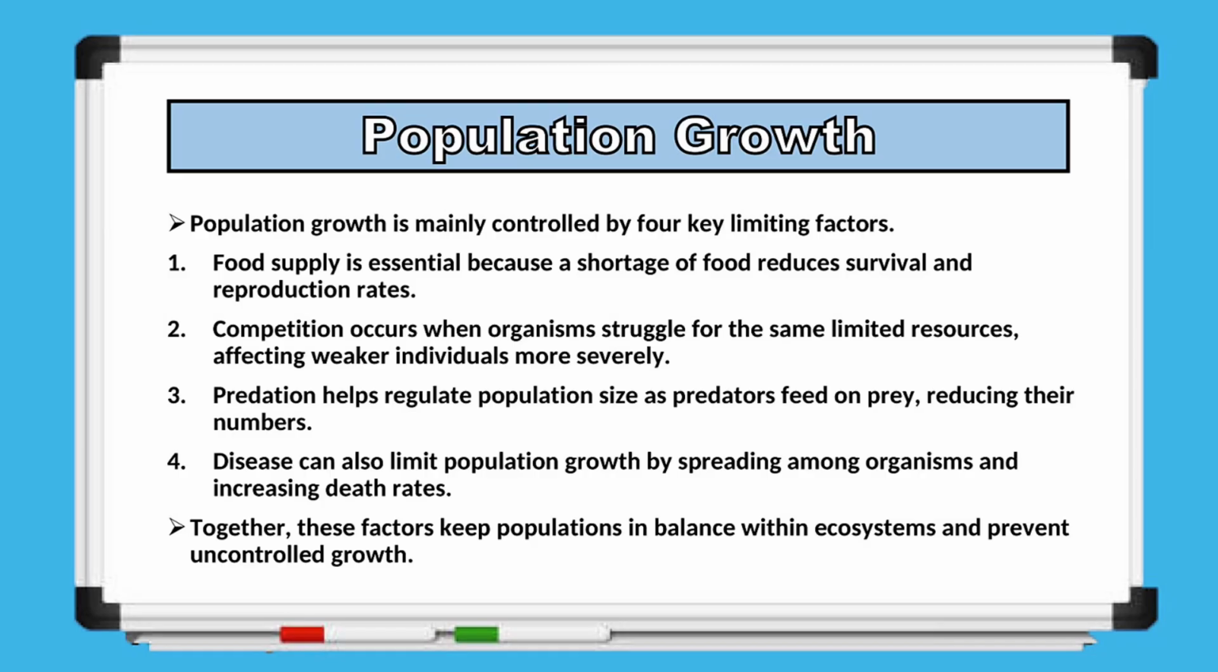The third factor is predation. Predators feed on prey, naturally reducing the size of prey populations. In this way, predation helps regulate population sizes and maintains balance within ecosystems. The fourth factor is disease. Diseases can spread through populations, especially when many individuals live close together. As diseases spread, they increase death rates and reduce population growth. Together, these 4 factors help keep populations balanced within ecosystems and prevent populations from increasing uncontrollably.